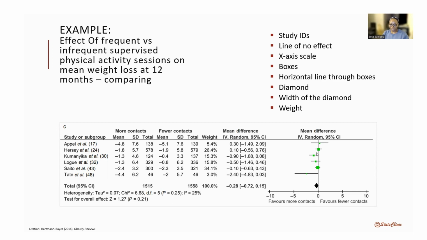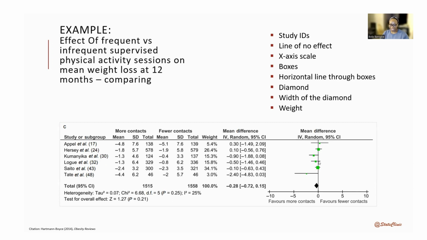And you can see the boxes, or the squares, that represent the point estimate of the mean difference. So for instance, the mean difference here is 0.3. It's positive, so it's on the right side of the 0. And you can see the 95% confidence interval represented by this horizontal line around the squares.